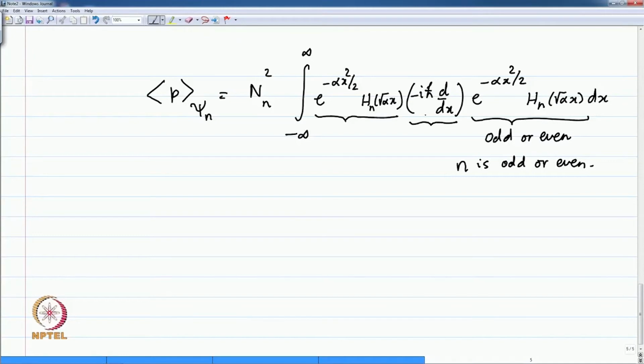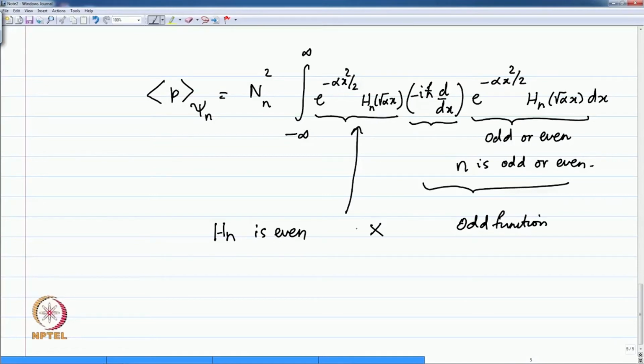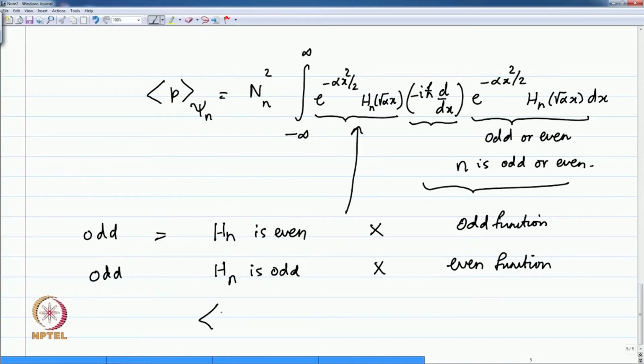Okay. Therefore, if you take the derivative of an odd function, you will get an even function. But please remember, if H n is even, then the derivative of H n will give you an odd function. Therefore, the product of the two is odd. Okay. If H n is odd, the derivative of the same H n, which is the odd function, will give you an even function, and therefore the product is again odd. Therefore, the integral for any state psi n of the average value for the momentum is also 0.